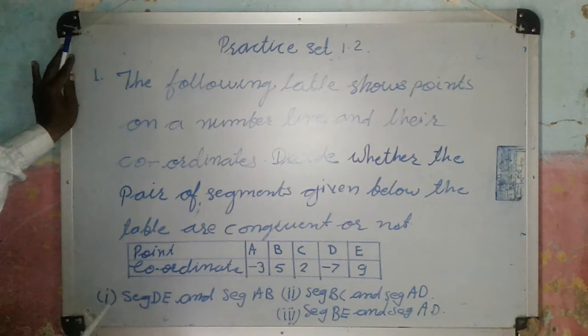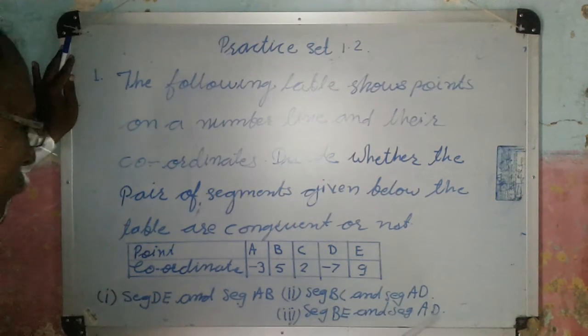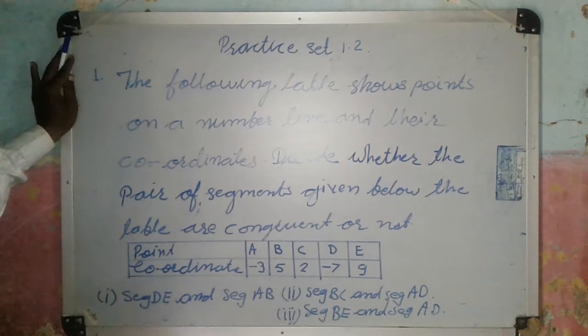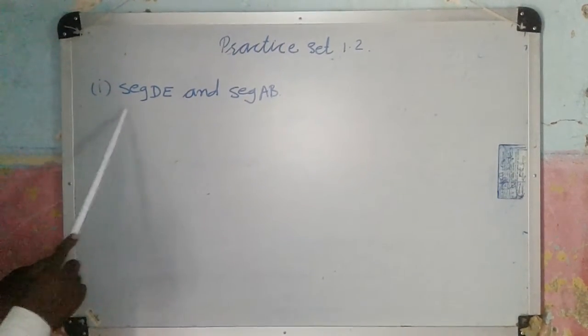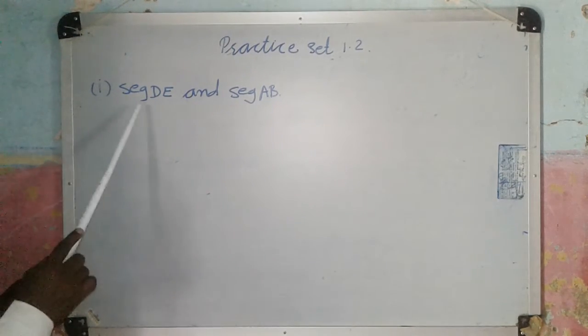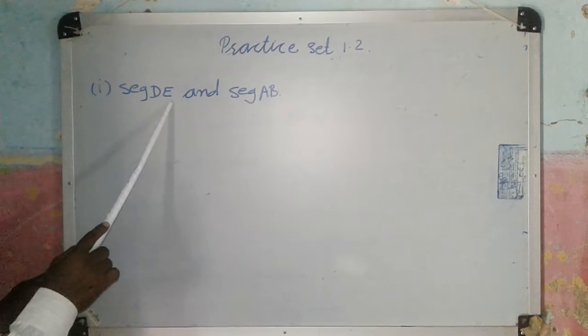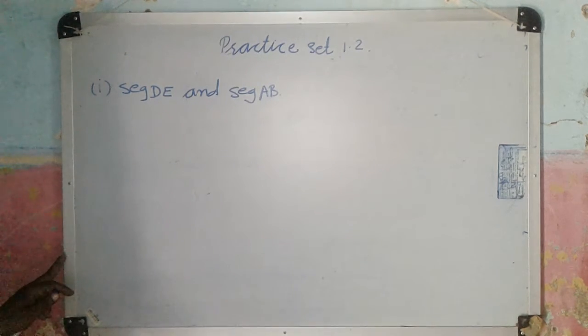Now we have to decide whether these pairs are congruent or not. First pair is segment DE and segment AB. Second pair is segment BC and segment AD. And third pair is segment BE and segment ED. Now we will see one by one. First, we have to decide whether these two segments are congruent or not. For that, we have to find the lengths of segment DE and AB. For that, we will use the table.